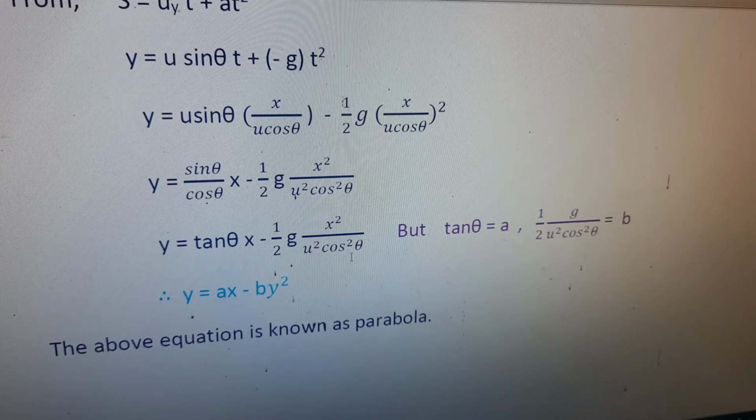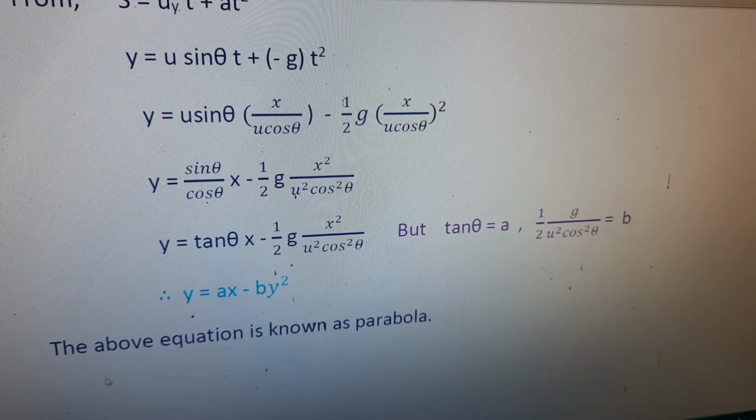Instead of tan theta we can substitute a, and instead of 1 by 2 g by u square cos square theta we can write b. So the final equation is y is equal to ax minus bx square. So this is the parabolic equation. The above equation is known as a parabola.